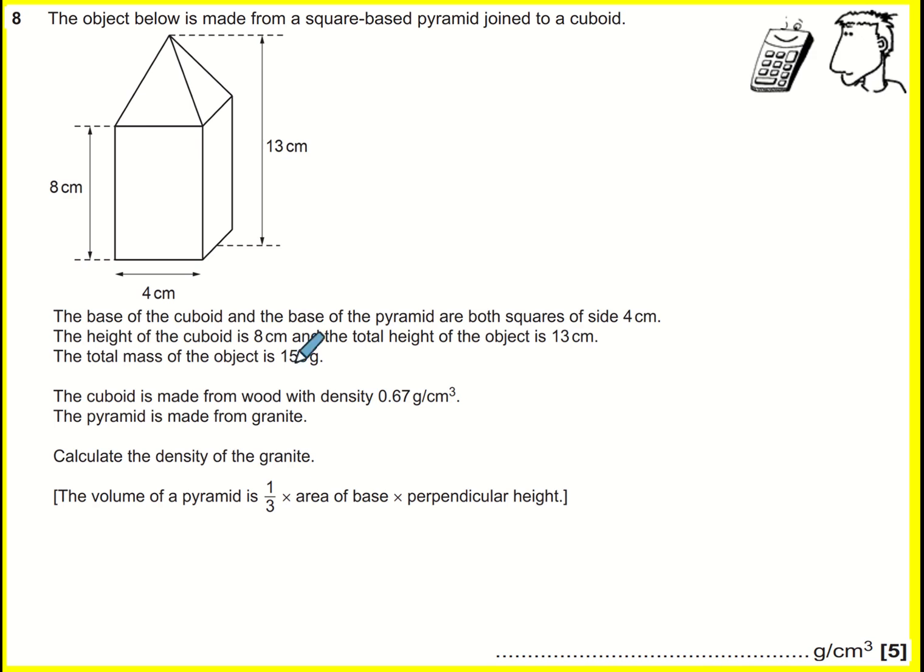We've got the total mass of the object, first of all, 158 grams. That's going to be useful. And then we're told the density of the cuboid. So if we can work out the mass of the cuboid, then we can work out the mass of the pyramid, which is made of granite, and then we can work out the density of the granite. So that's the logical process. Now let's remind ourselves, density is equal to mass over volume. So mass is equal to density times volume.